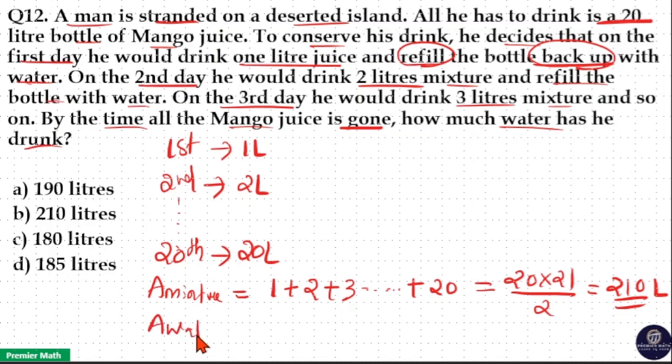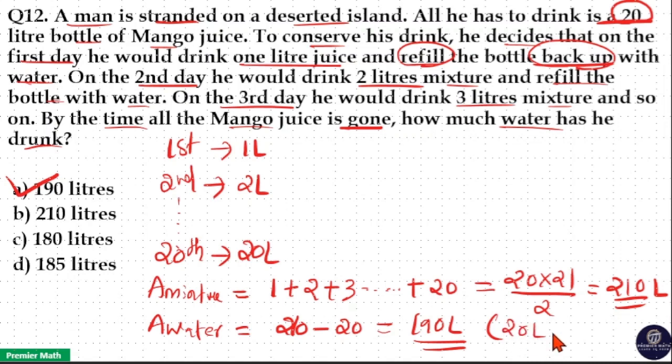Now the amount of water he has taken is equal to 210 minus 20 liters. 20 is the amount of juice. That is, initially the bottle had 20 liters of juice. Now 210 minus 20 is 190 liters. Option A is your answer. 20 liters is the amount of initial juice present in the bottle.